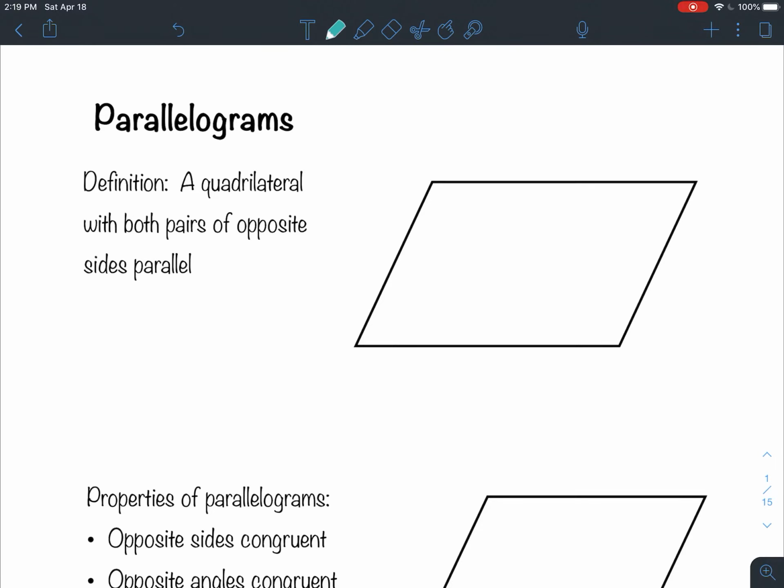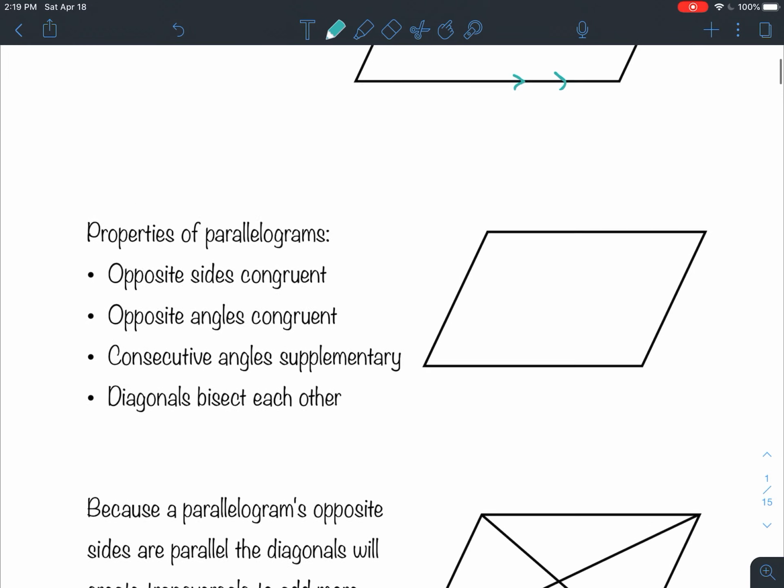All right, we're going to start out Unit 6 covering basic parallelograms. You guys have seen parallelograms before. We're just going to go into more depth than you have in the past. A parallelogram by definition is a quadrilateral with both pairs of opposite sides parallel. So we have a set here and we have a set here.